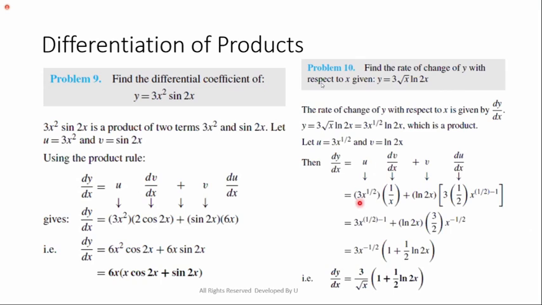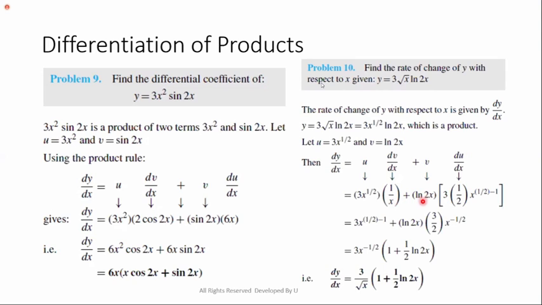U is 3x to the power half. So dv by dx. We say ln 2x. Ln 2x differentiation is 1 upon x. So log function differentiated gives 1 upon x. Log ax function also gives 1 upon x. So therefore log 2x also 1 upon x.